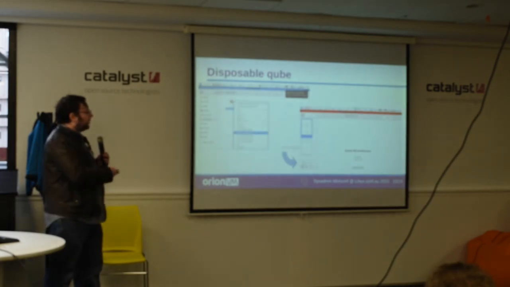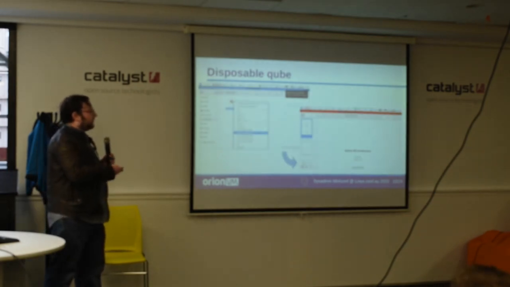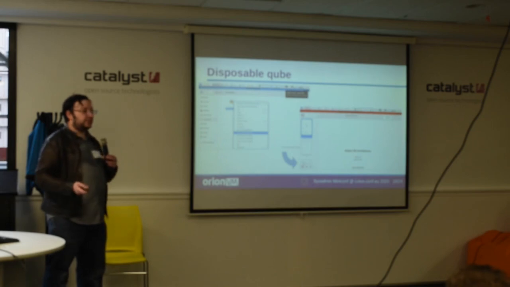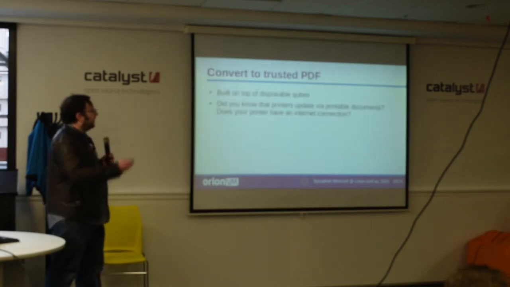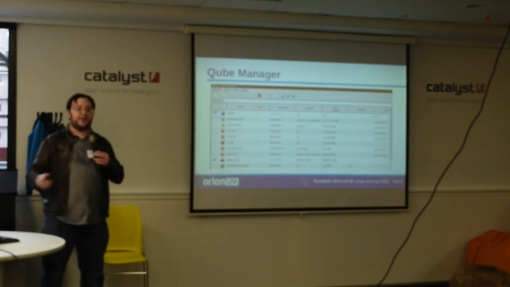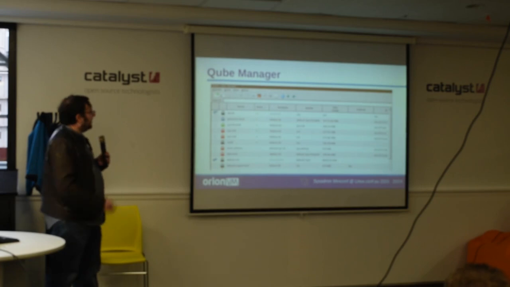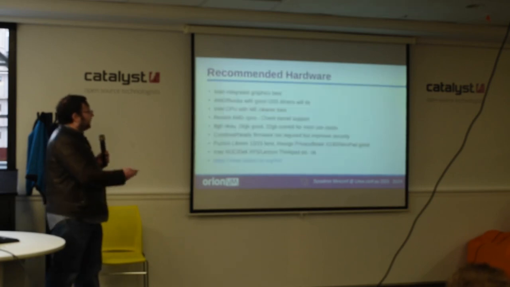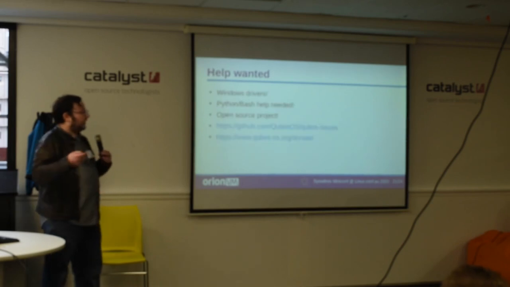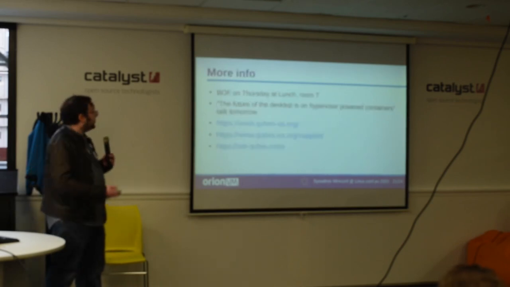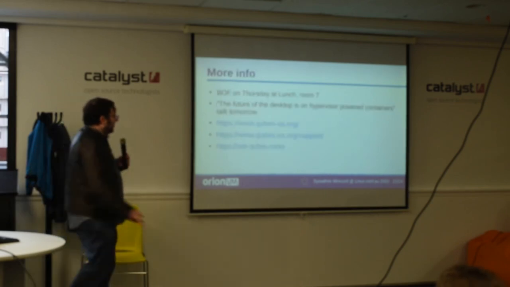Disposable cubes are cool. They get shut down and destroyed after you finish looking at like PDFs or what have you. Convert to Trusted PDF is built on that. Did you know that printers update through printable documents? Does your printer have an internet connection? That's a management thing. You can run this on most standard Linux hardware. Intel integrated is best. It's an open source project. Help is wanted. And if there's more information, look at those links.